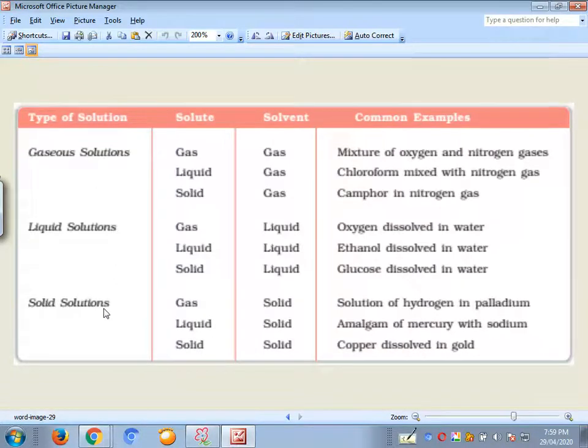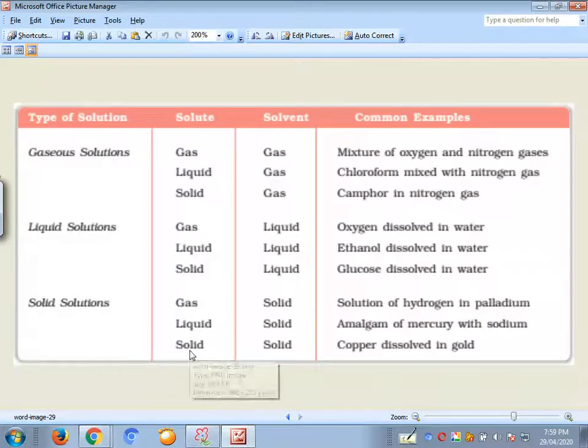Now coming to the last type of solution, where the solvent is solid, but we are going to change gas, liquid, solid as solute. For gas in solid, the example is solution of hydrogen in palladium. Hydrogen is a gas, palladium is a solid. So that is the example for gas in solid. For liquid in solid, it is amalgam of mercury with sodium. We commonly say it as sodium amalgam, right?